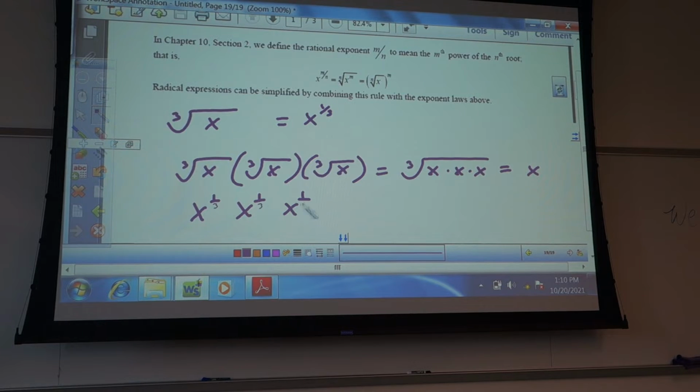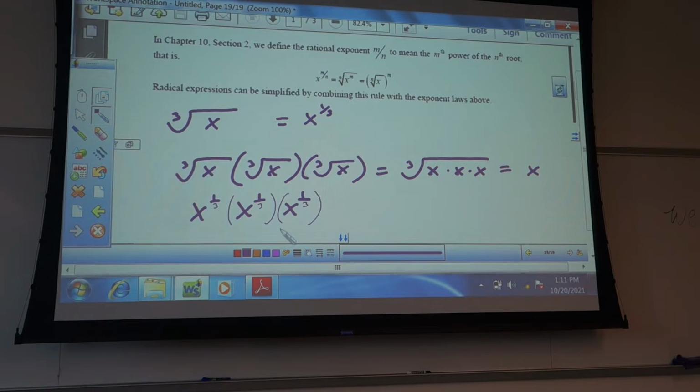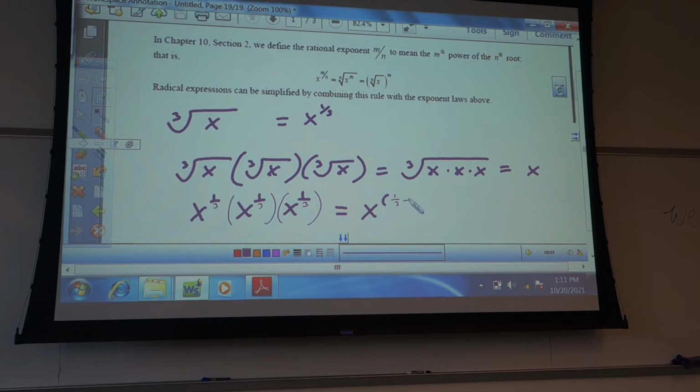Hard to get good 3's in here. X to the 1/3 multiplied by itself 3 times. What's up with multiplying exponents with the same base? You add their exponents, correct? So this becomes x to the 1/3 plus 1/3 plus 1/3. What's 1/3 plus 1/3 plus 1/3? 1. X to the 1. So that's just x.